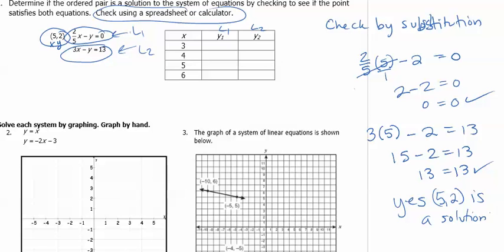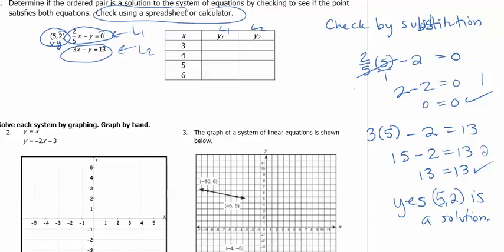Okay, so you can do that anytime you're asked if a point is a solution. Basically what you do is you plug that point in, you plug the x coordinate and the y coordinate into your function to see if it satisfies your function and your function is equal on both sides. But when we're talking about a system, it actually has to satisfy both functions. So it has to satisfy function 1 and it has to satisfy function 2. And if it doesn't satisfy both, then it's not a solution. If it satisfies both, then it is a solution.